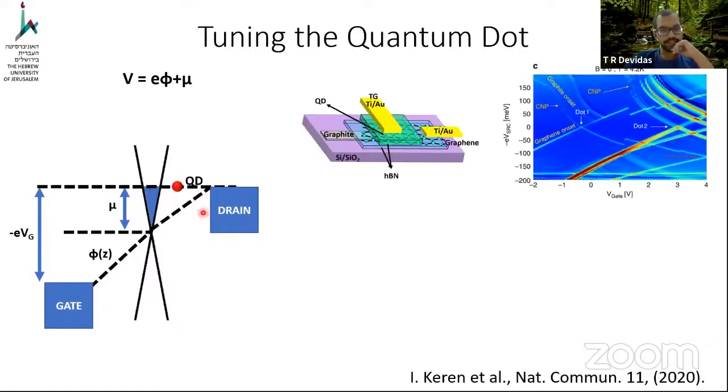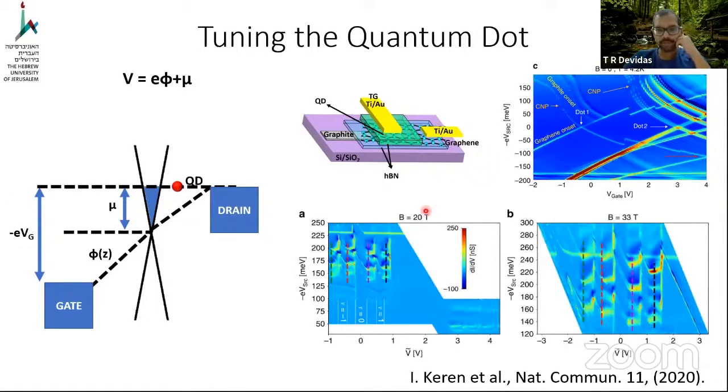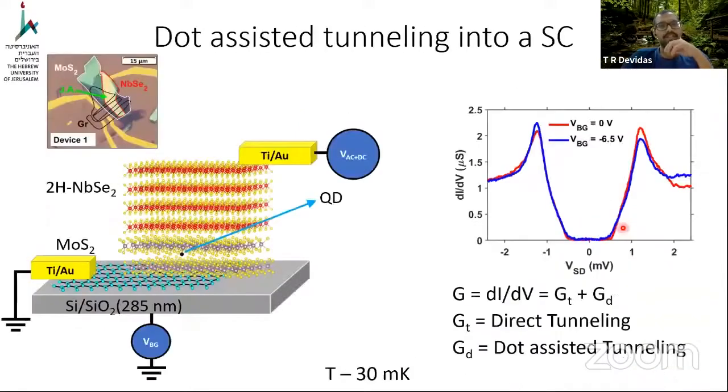Using such tuning capability of a quantum dot, a lab conducted spectroscopic measurements on monolayer graphene, studying the Landau levels up to very high magnetic fields of 33 Tesla, a feat possible because these defect-based quantum dots are minimally invasive. Since the dot has been found to serve as a good spectrometer, we now use them to study tunneling into the superconductor 2H NbSe2. The device geometry is shown here.